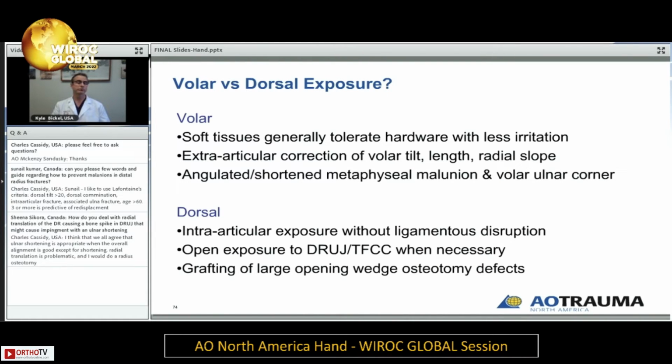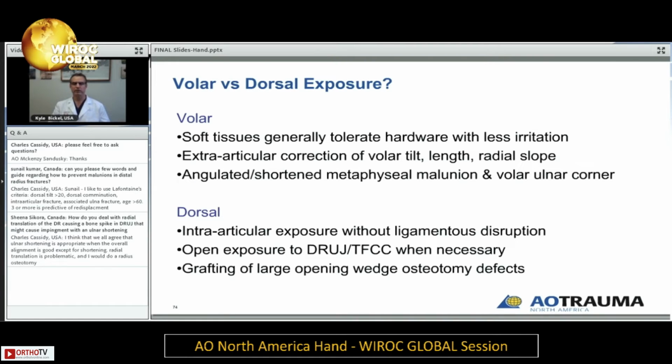However, dorsal exposures are still appropriate and are still necessary. Intra-articular displacement in malunions is best approached dorsally. We really can't and shouldn't expose the volar joint unless we're looking only at that volar rim itself. And we can also combine an open exposure to the DRUJ and the TFCC when necessary if there's gross instability, as in that video that I showed where the patient is going to need some ligamentous stabilization in addition to correcting the radial deformity.